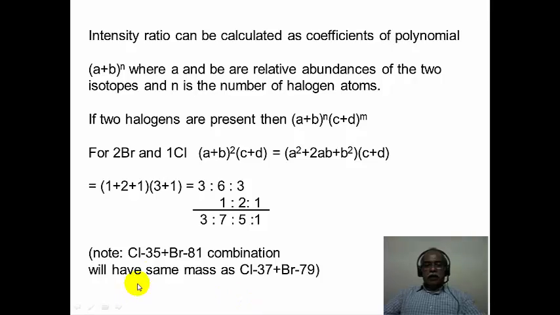In other words, a combination of chlorine 35 and bromine 81 will have essentially the same mass as a combination of chlorine 37 and bromine 79, which will be the m plus 2 ions. So one needs to be careful to add up the corresponding molecular weights of compounds in order to obtain the relative ratios of the isotope peaks that one would see in this kind of situation.